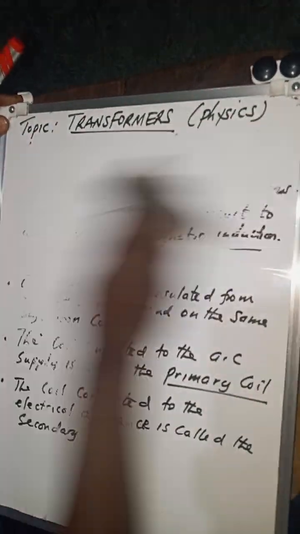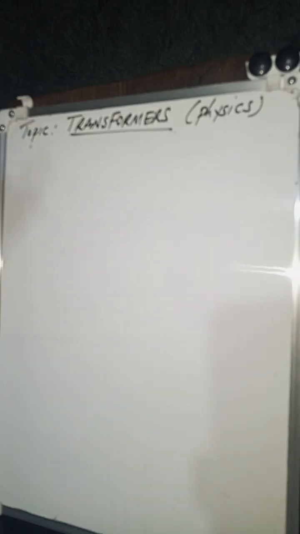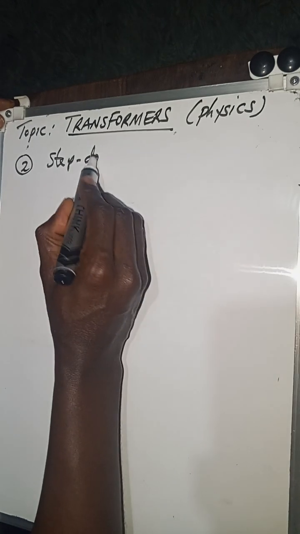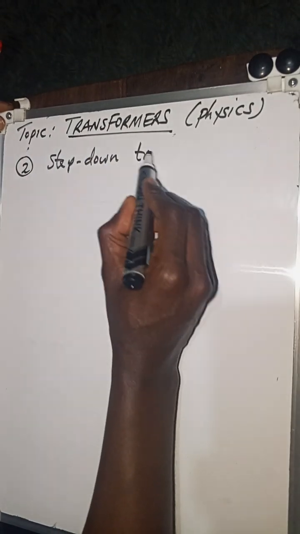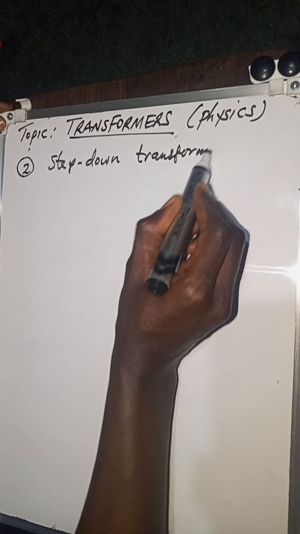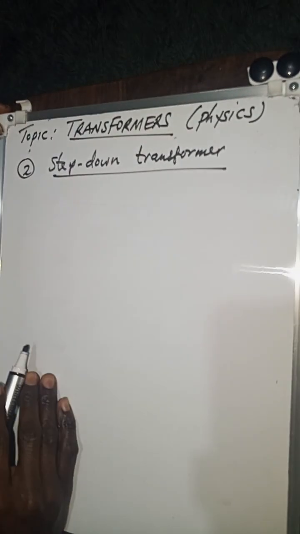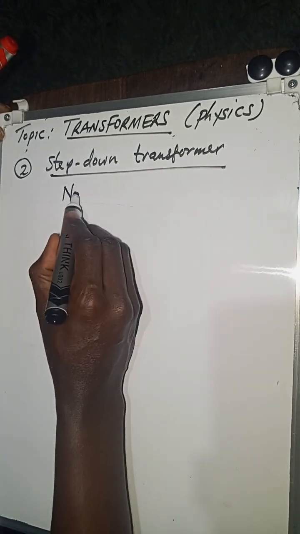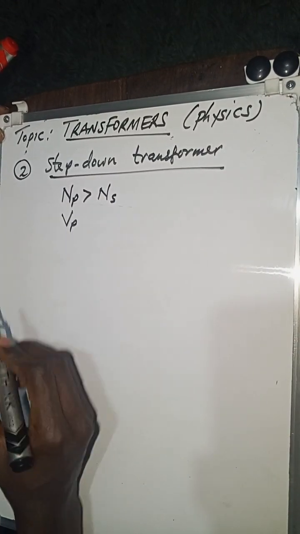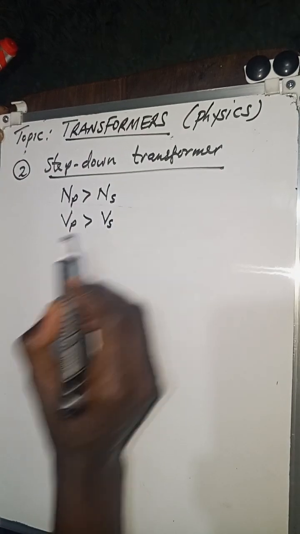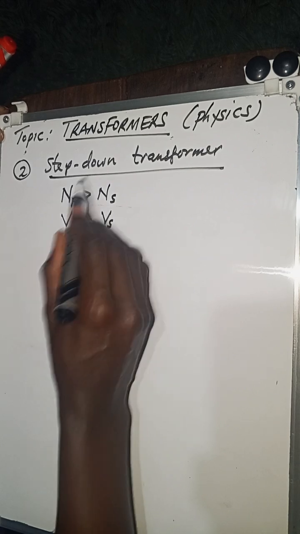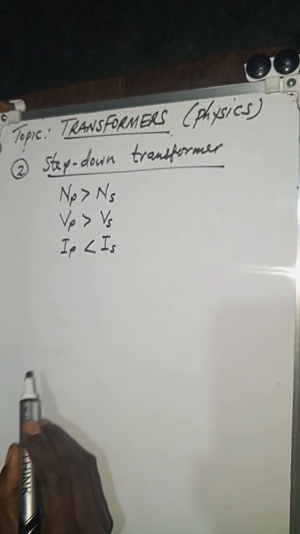Now let's give you some other concept. The other type of transformer that you are going to find in the exam is what we simply call a step-down transformer. So how can you tell that this is a step-down transformer? Well, in a step-down transformer, you need to remember that the number of turns in the primary is greater than the number of turns in the secondary. It simply means that the voltage in the primary will be greater than the voltage in the secondary, and therefore the current in the primary will be less than the current in the secondary. So when you find that, just know that it is a step-down transformer.